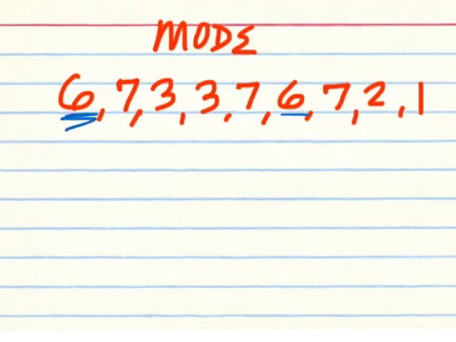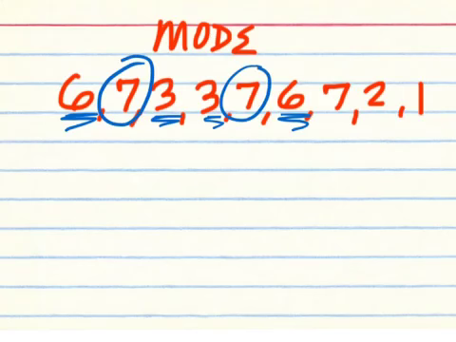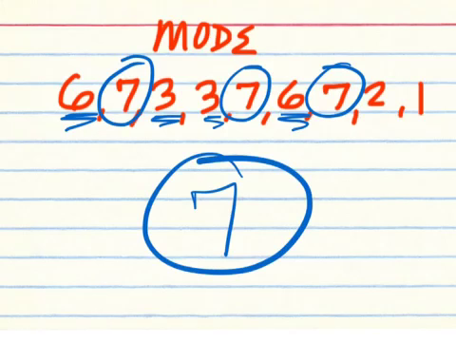Here we have a 6 and a 6. So we have 2 6s. And then we have 2 3s, but we have 1, 2, 3 7s. So the answer is 7.